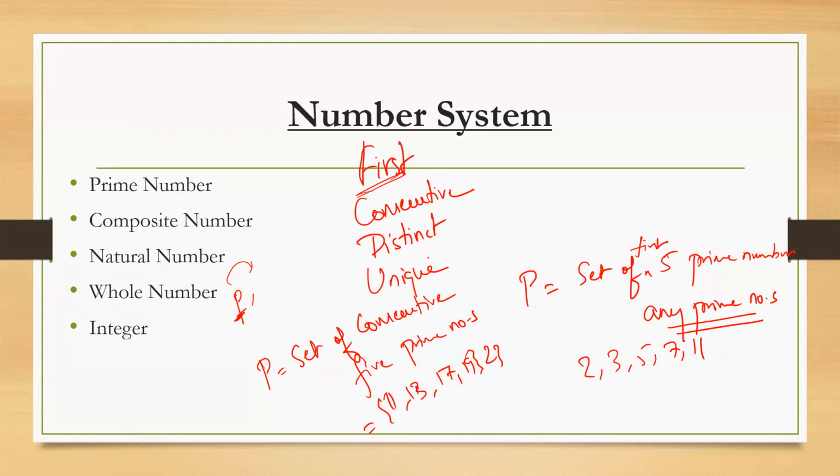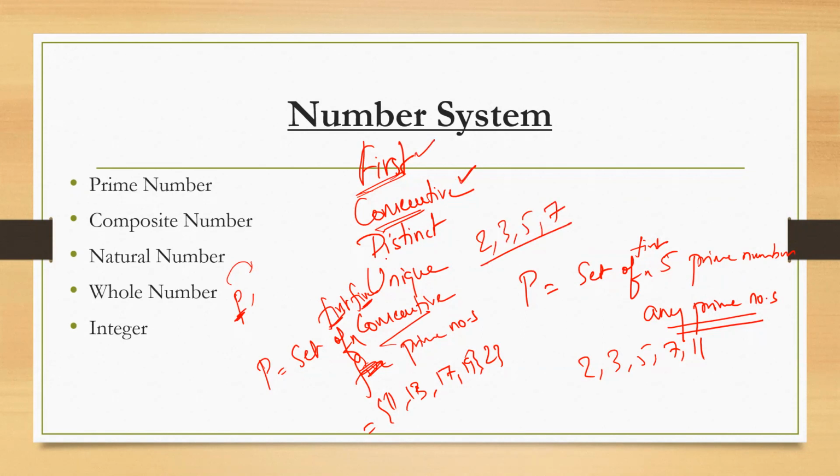Got it. Now, here if I say P is set of first 5 consecutive prime numbers, then what happens? Then it is first, then 5 consecutive. Then it is 2, 3, 5, 7. I hope this is clear. So that is how you make the difference between the keyword first and the keyword consecutive.